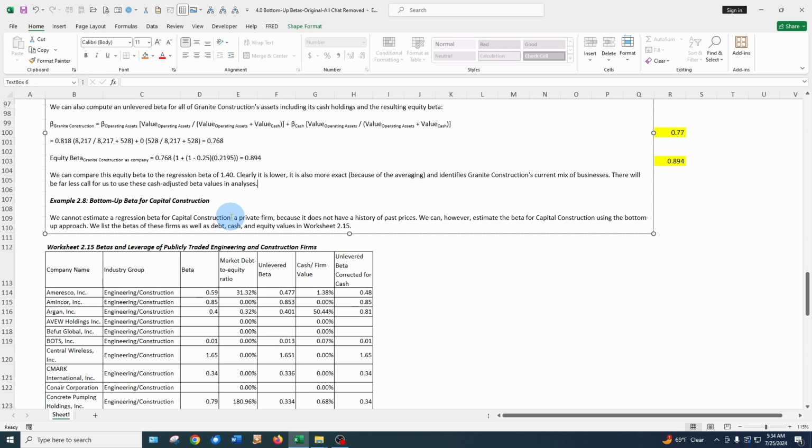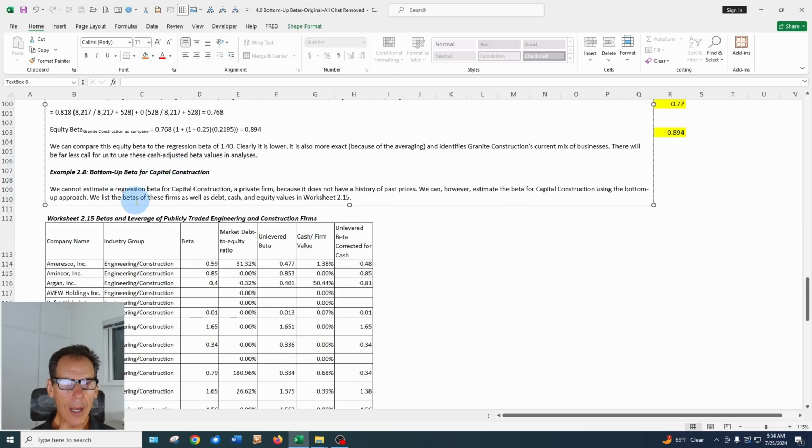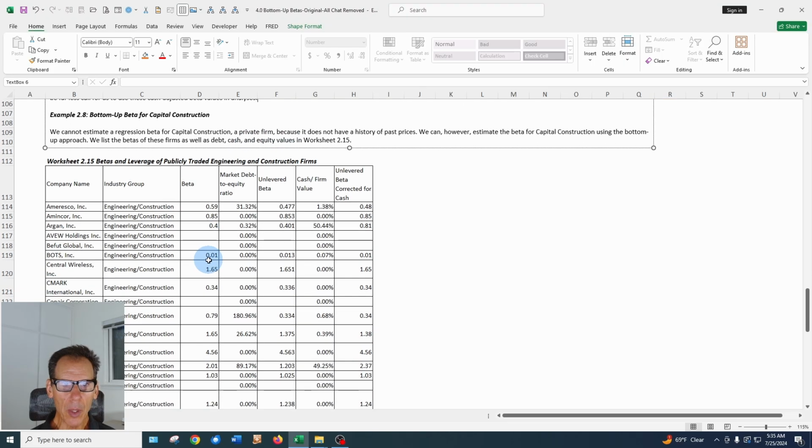Bottom up beta for a construction company. Bottom up beta for Capital Construction. We cannot estimate a regression beta for Capital Construction, a private company, because it does not have a history of past prices. We can, however, estimate the beta for Capital Construction using the bottom-up approach. We list the betas of the firms as well as debt, cash, and equity here in 2.15.